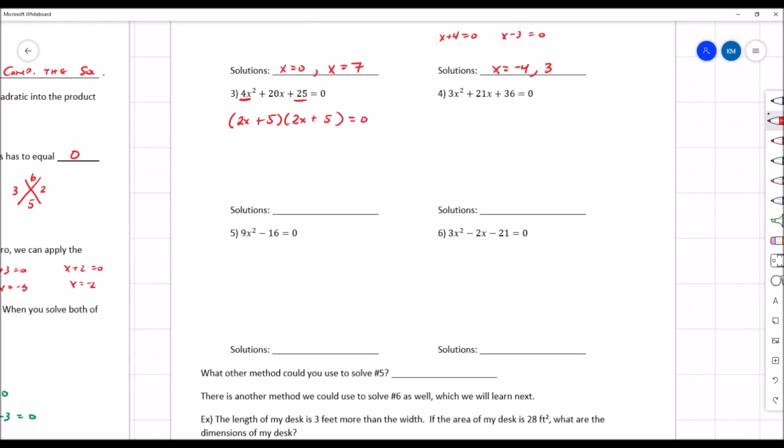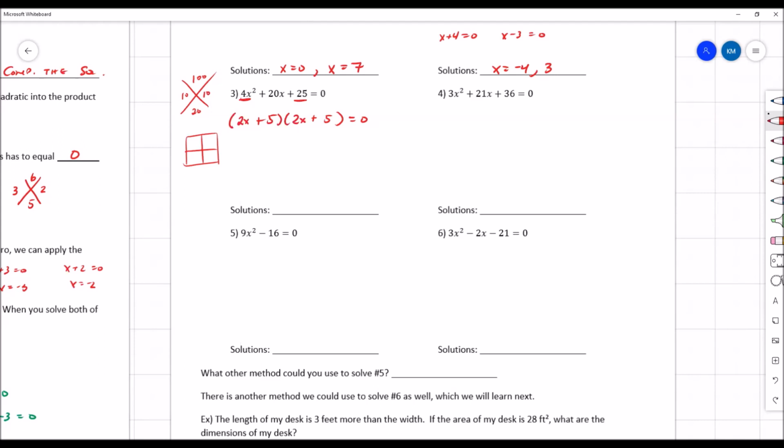If not, you'd have to make an x. Try to find 2 numbers that multiply to give you a times c, which is 100, and add to give you b, which is 20. That's 10 and 10, and do your box method with your values. We'll probably run into that.